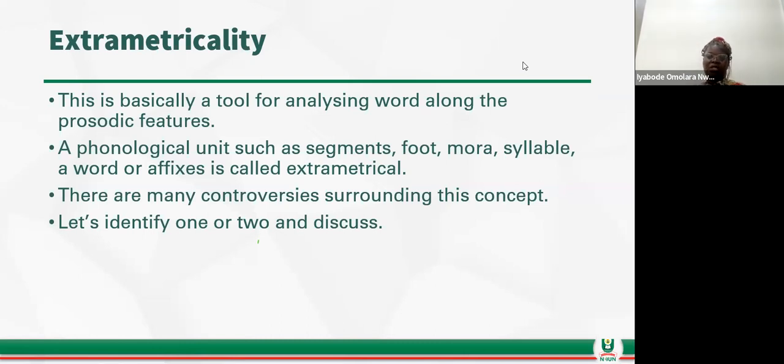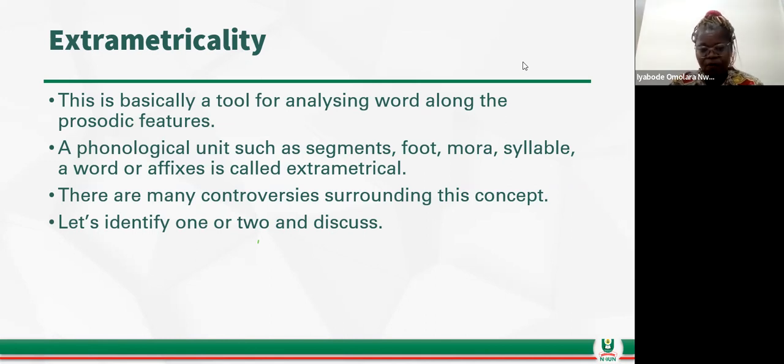So you may decide to say, okay, I want my analysis to be just the segments, but that will actually be a bit cumbersome. But when you look at foot, you look at the strong and weak stress, then it may begin to give you a pattern. Then when you look at the mora, you're having these consonant clusters and they're forming a mora and there's a pattern about it, you may then look at that, then you may look at the syllable. Like I said, there are a lot of controversies there. And that's why I said I wanted us to also look at it and identify one or two and discuss them.